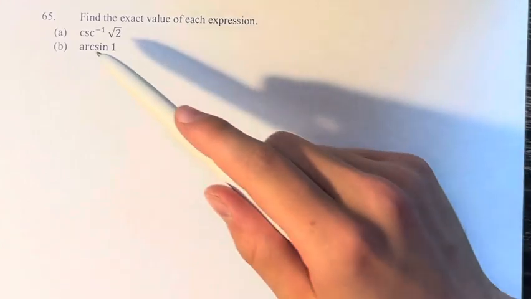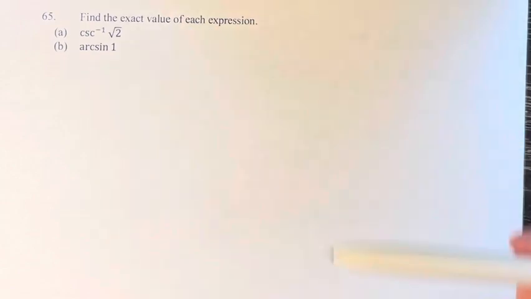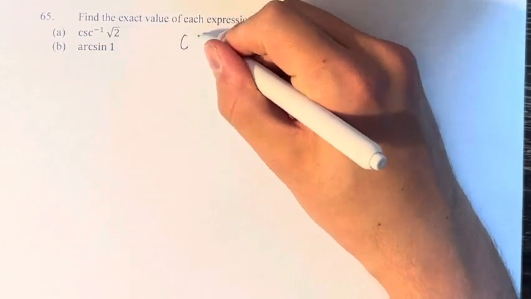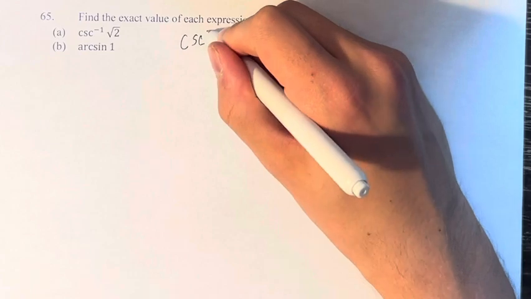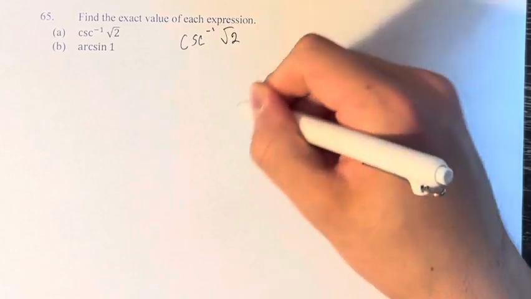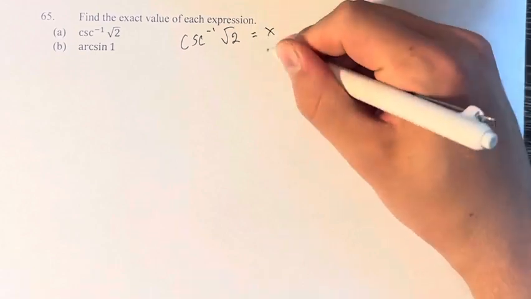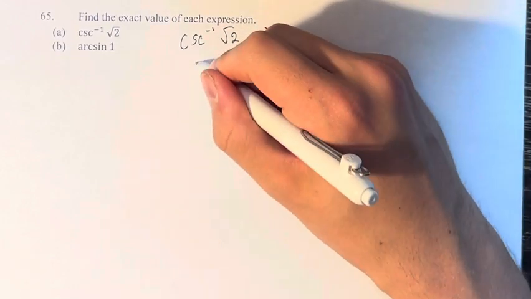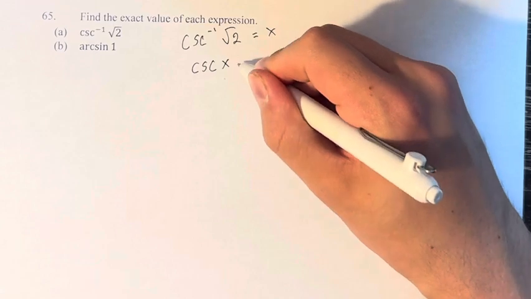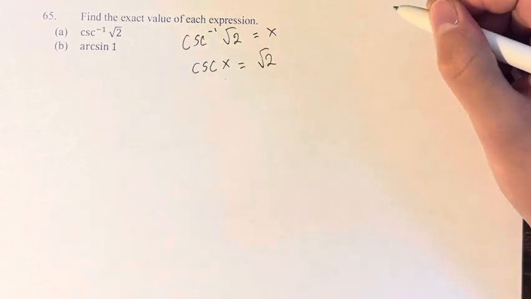In this problem, we're asked to find the exact value of each expression. Part A, we have cosecant inverse of the square root of 2. So if we say that this is equal to some value x, and we want to find x, we know that cosecant of x is equal to the square root of 2.